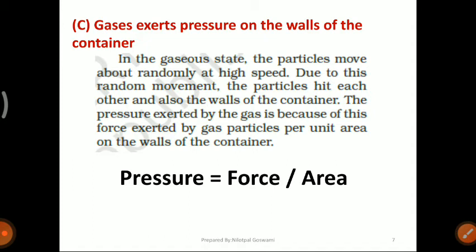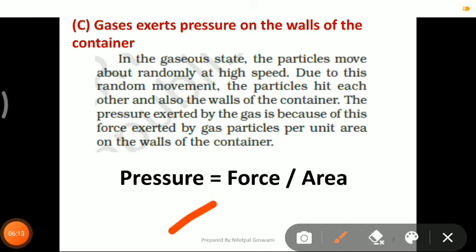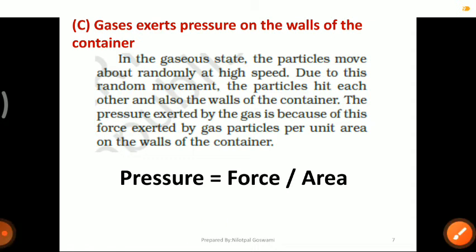They will hit the wall of the container with a definite speed or definite force, and that force will exert a pressure on the wall, because pressure is nothing but force divided by area. So pressure is equal to force per unit area. When the particles of the gas strike the wall, they will exert a pressure on the wall of the container.